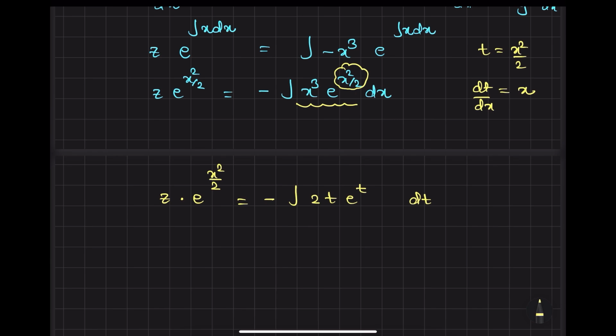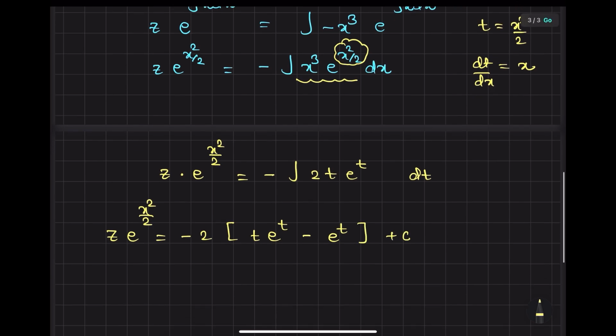Now let's do the integration. So we have z e power x square by 2, then we have minus 2 times first function, integration of second function, I am doing the integration as well, minus whole integration of differentiation of first function, 1, e power t, so e power t. Okay, and then plus integration constant c.